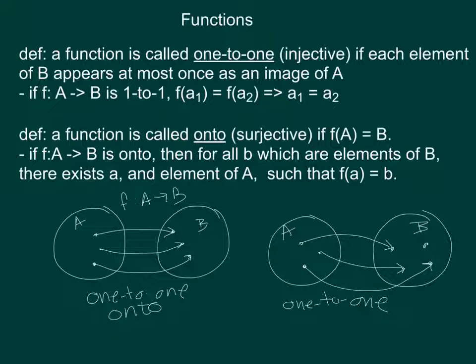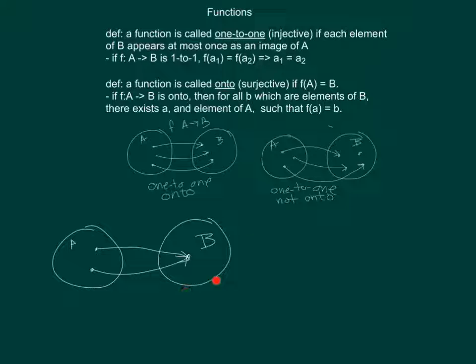But it is not onto, because you can see here, there is an element of B that has not been mapped. So it's not onto. Here we have another function, but we can see it is not one-to-one because there are 2 elements of A that are not equal to each other that map to the same B. So it is not one-to-one, but it is onto. There's only one element and it is mapped to.